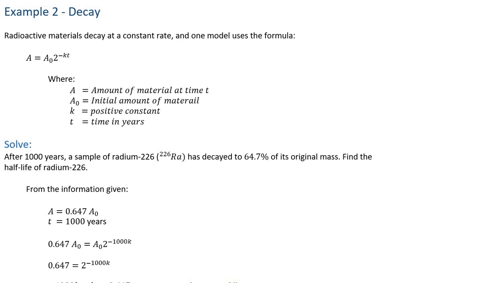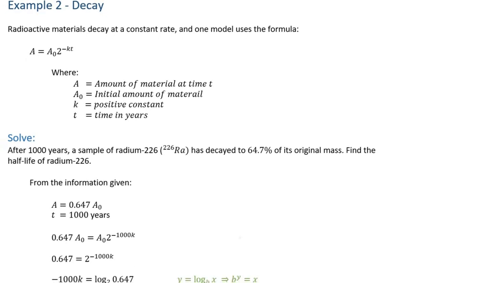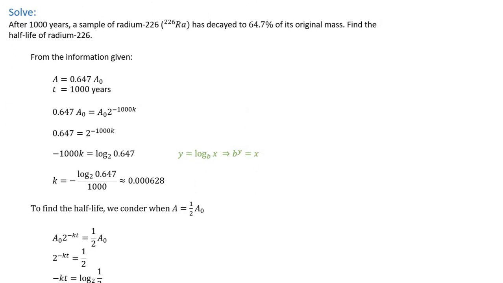Radioactive materials decay at a constant rate, and one model uses the formula: the amount of material at a time is the initial amount times a constant raised to a power. Okay? You can deduce this. I'm giving it to you this time, but you can deduce what that formula is from general principles. So we have a question. After 1,000 years, a sample of radium-226 has decayed to 64.7% of its original mass. Find the half-life of radium.